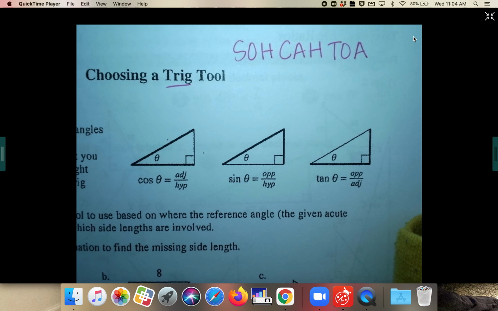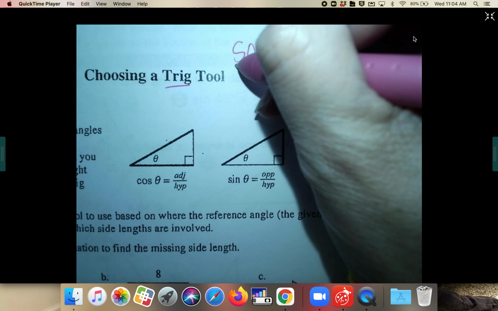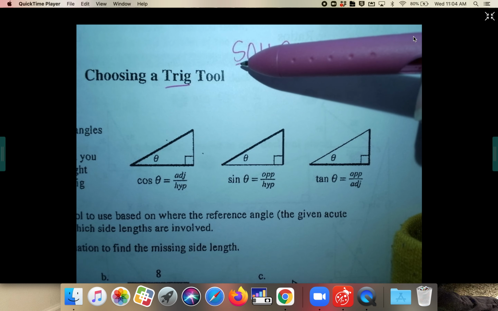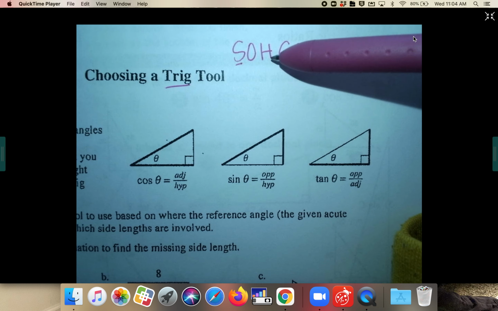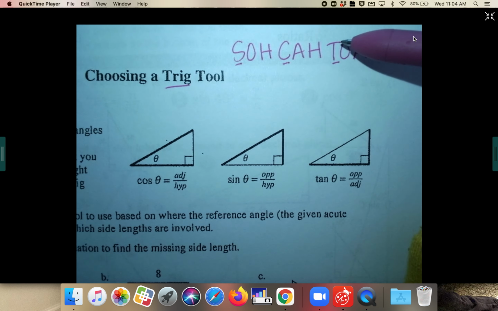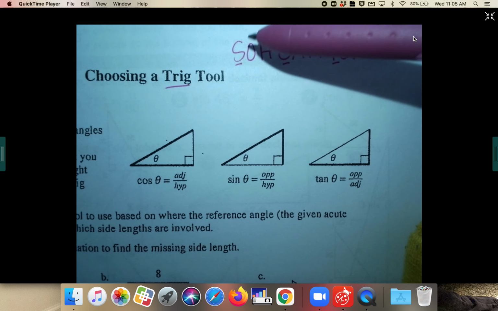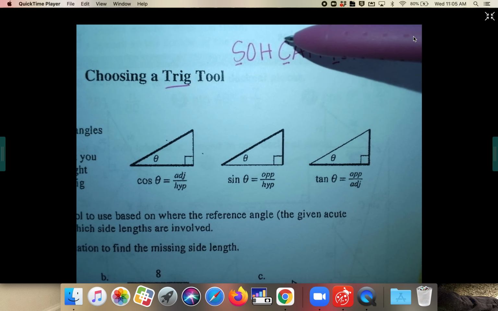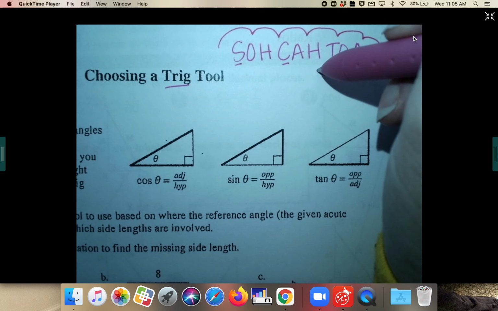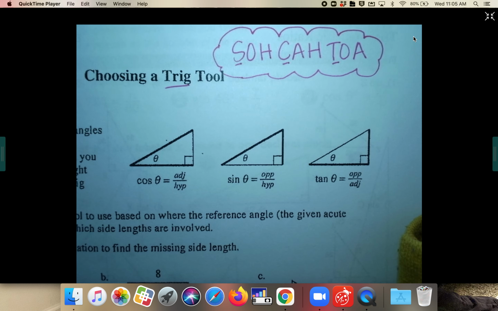So Sohcahtoa actually stands for sine, cosine, and tangent. And sine has a ratio of the opposite over the hypotenuse. Cosine has a ratio of adjacent over hypotenuse. And tangent has a ratio of opposite over adjacent. And that's why I said Sohcahtoa, because you can kind of remember what the ratios are if you can remember the word Sohcahtoa. So this is very commonly used in geometry, the word Sohcahtoa, referring to the trigonometry ratios.